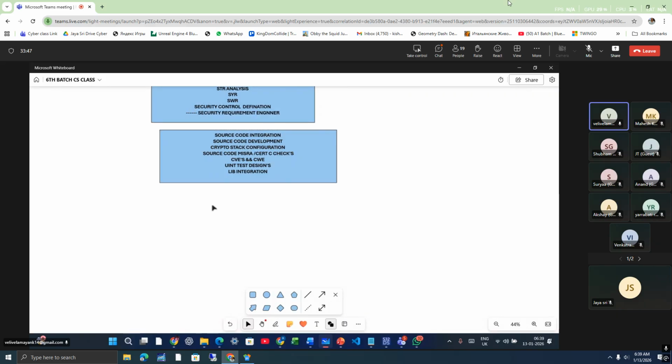Who is this role? Security developer. Now, source code integration, in the sense you can remember: crypto stack, HSM as well.